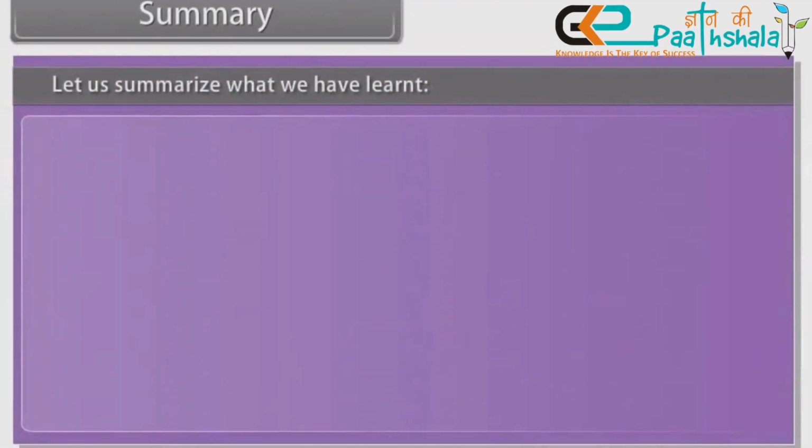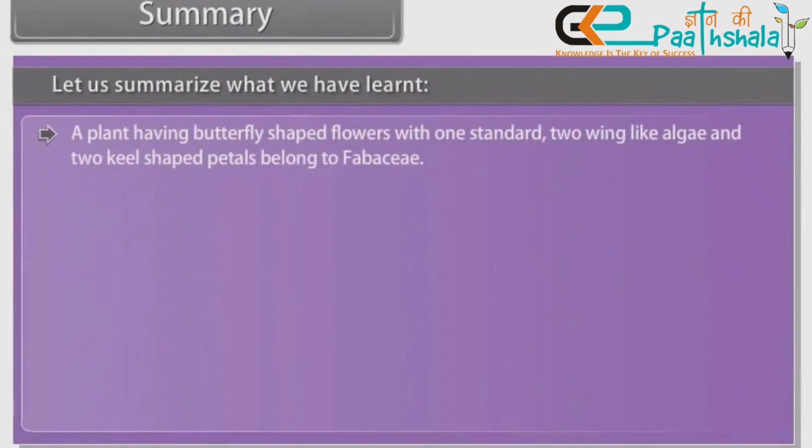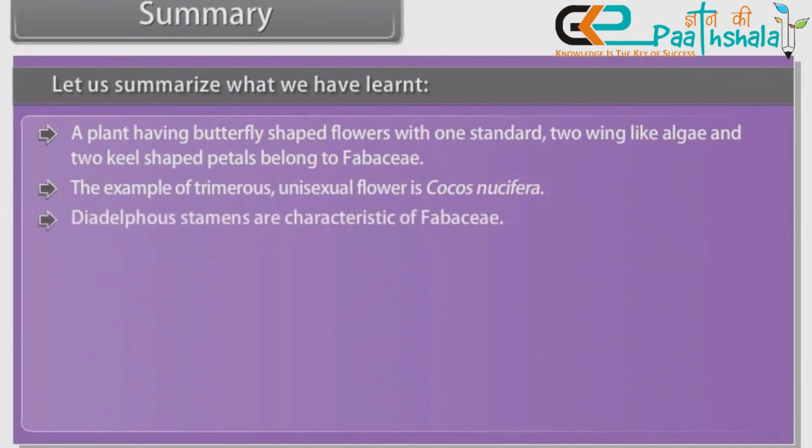Summary. Let us summarize what we have learned. A plant having butterfly-shaped flowers with one standard, two wing-like alae and two keel-shaped petals belongs to Fabaceae. The example of trimerous, unisexual flower is Cocos nucifera. Diadelphous stamens are characteristic of Fabaceae. Tetradynamous condition is found in Brassica campestris.